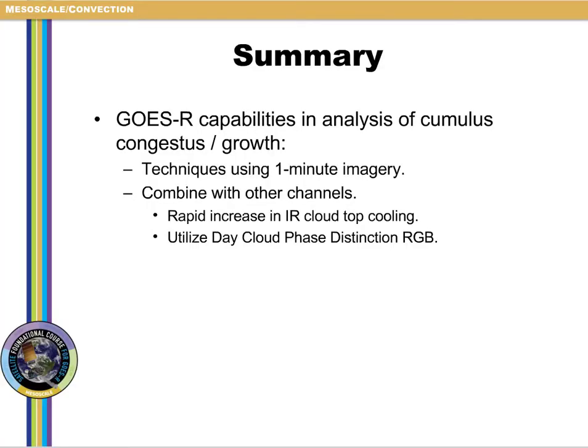In summary, we discussed GOES-R-era capabilities and analysis of cumulus congestus and growth for monitoring convective initiation. These techniques are most useful when analyzing 1-minute imagery, but can still be applied in 5-minute imagery as well, which will be routinely available on the CONUS scale. Remember to combine the visible imagery at whatever temporal resolution you have to work with, alongside other channels, since a rapid increase in IR cloud top cooling provides clear indications of convective initiation. Utilize the day cloud phase distinction RGB, as it is particularly useful for convective initiation.